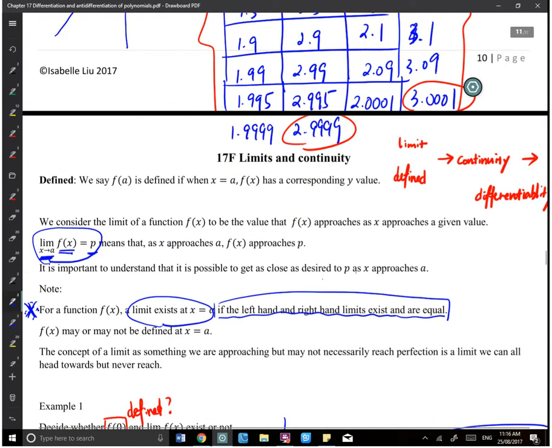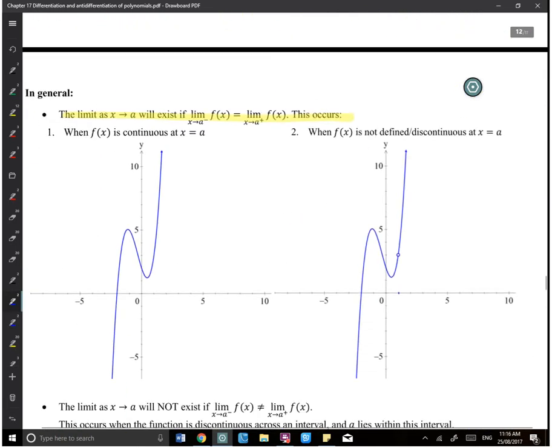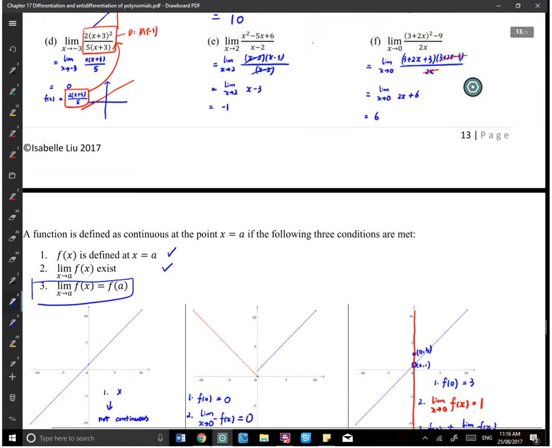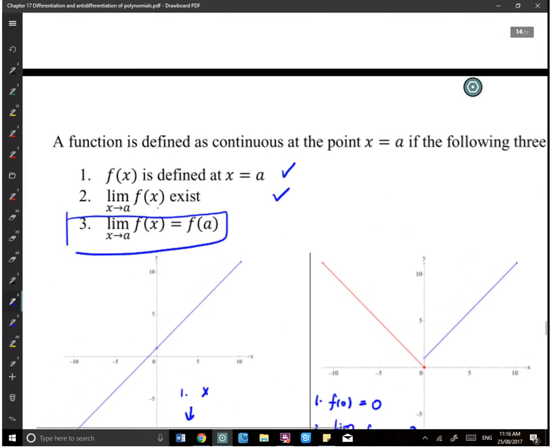So for continuity, there are three steps we need to prove. Step 1, it is defined at the point. Number 2, the limit exists at that point. Number 3, the limit and the defined value are the same value.